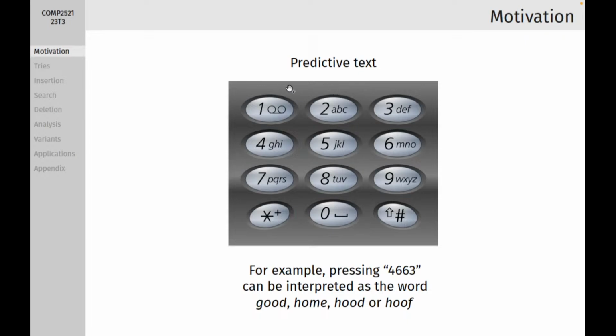The process of predicting what word you are typing based on what keys you pressed is called predictive text, right? Because the sequence of keys 4, 6, 6, 3 doesn't necessarily just refer to the word good. It could refer to other words like home or hood or hoof. So one problem is, given a sequence of key presses, what are the possible words?